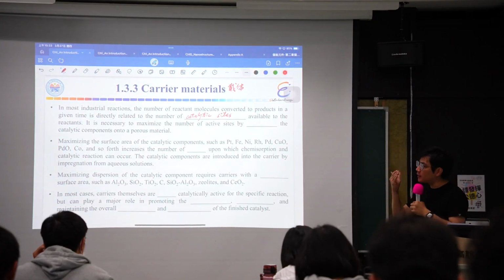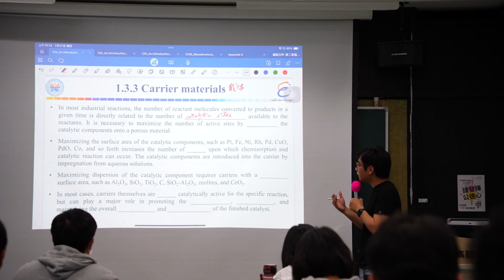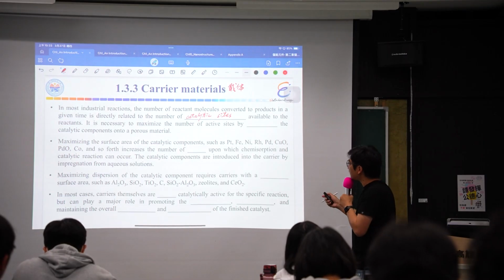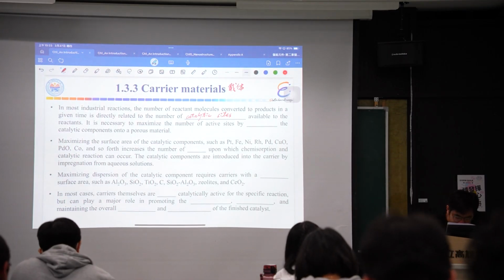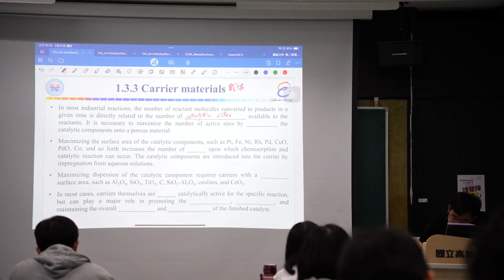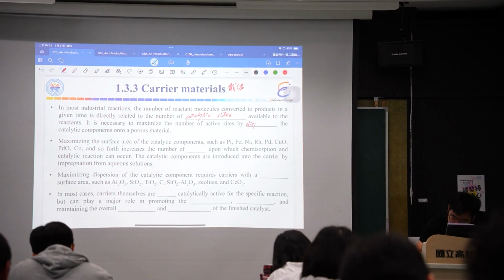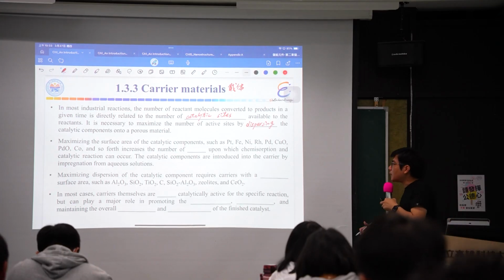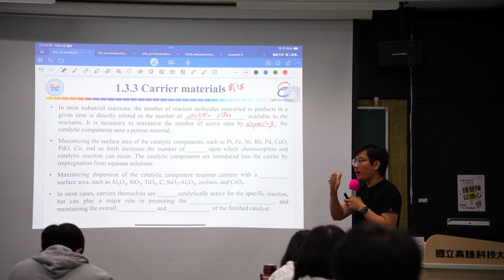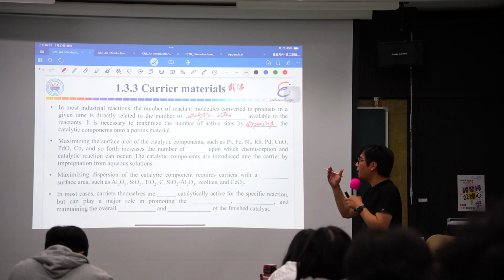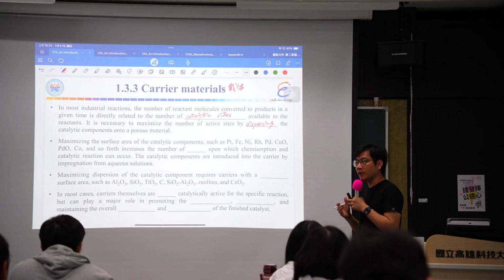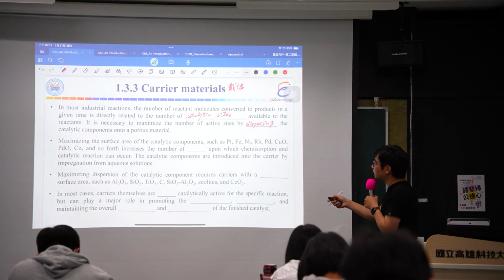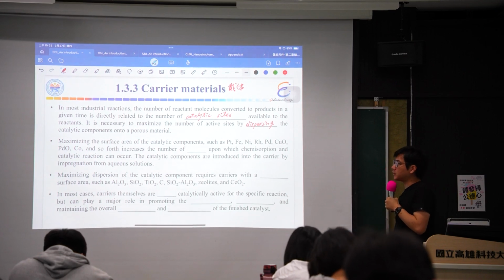So active site, the number of active sites is very important. Okay. So it is necessary to maximize the number of active sites by what? By dispersing the catalytic component. As you know, the number of active sites is very important. The higher the active sites, the higher reaction rate you may get. Right? So it is necessary to maximize the number of active sites by dispersing the catalytic components onto a porous material.